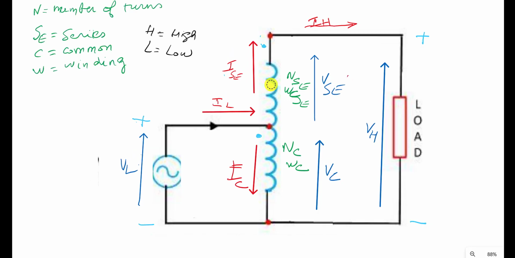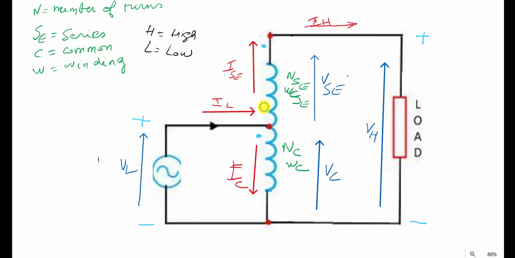It looks quite different from the standard transformer. We have two windings in series here. There's the bottom one and the top one. The bottom one is called common, and C stands for common. It's common because it's shared between the input and the output. The SE stands for series, and it's called the series winding because it's actually in series with the common winding.